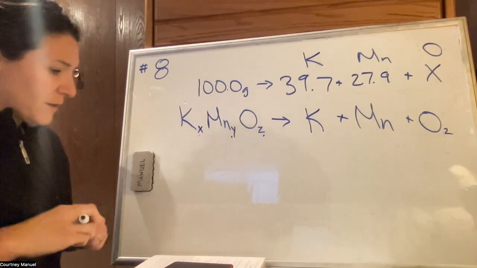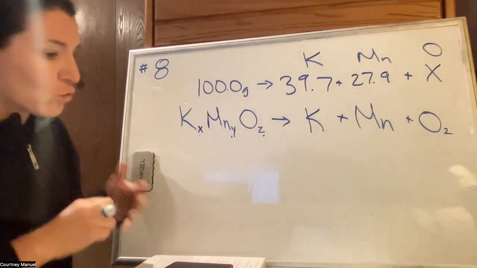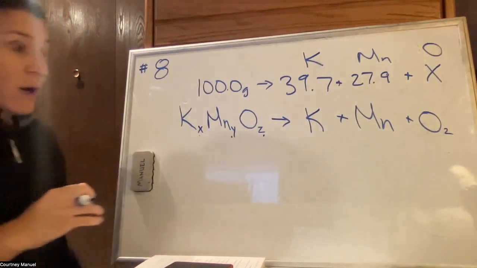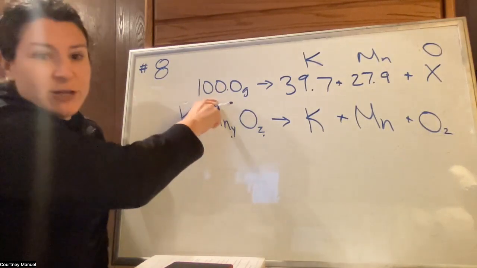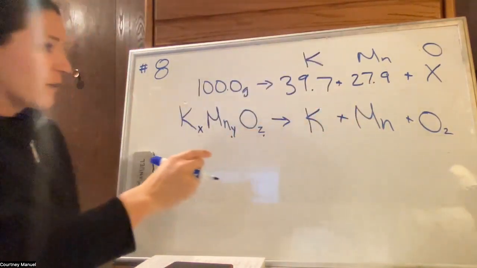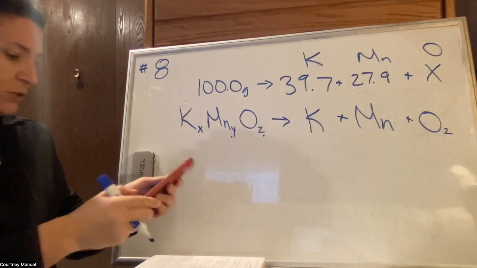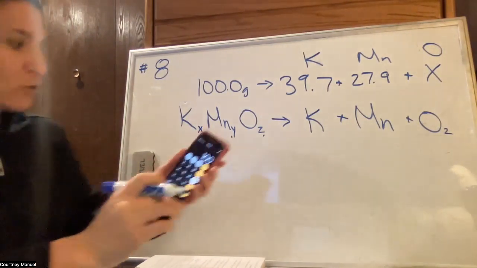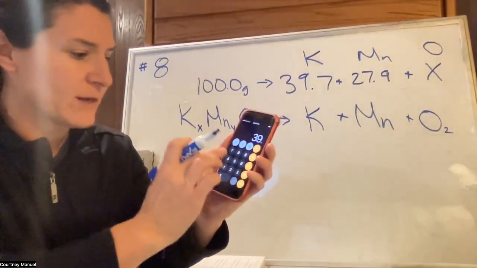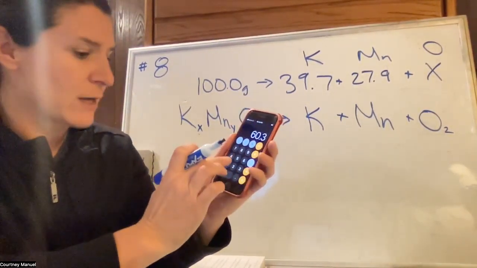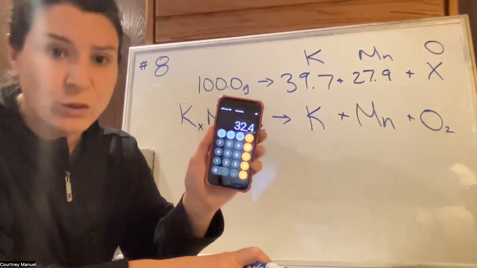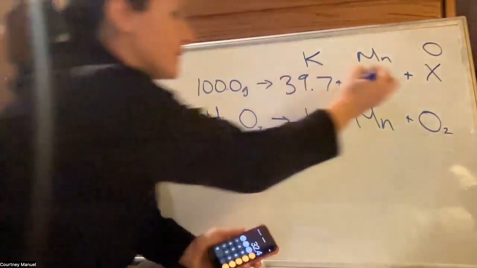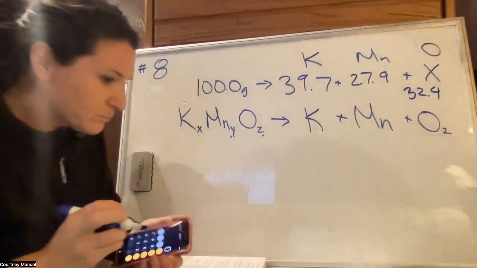The next thing we're going to do is figure out our grams of oxygen. Now, matter cannot be created nor destroyed. It just changes form. So if we start with 100 on this side, we end with 100 on the other side. So we can simply take our 100 and subtract what we already have, our 39.7, and then also subtract our 27.9. That tells me that I have 32.4 grams of oxygen gas. I'm going to write that in right here. 32.4 grams. Okay. Next step.